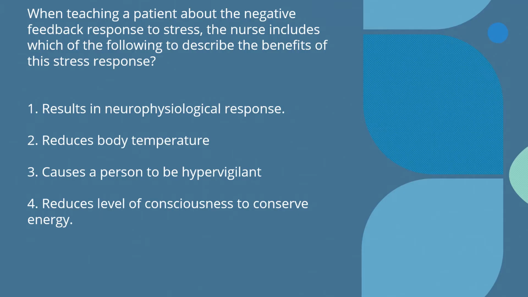When teaching a patient about the negative feedback response to stress, the nurse includes which of the following to describe the benefits of this stress response? 1. Results in neurophysiological response. 2. Reduces body temperature. 3. Causes a person to be hypervigilant. 4. Reduces level of consciousness to conserve energy.